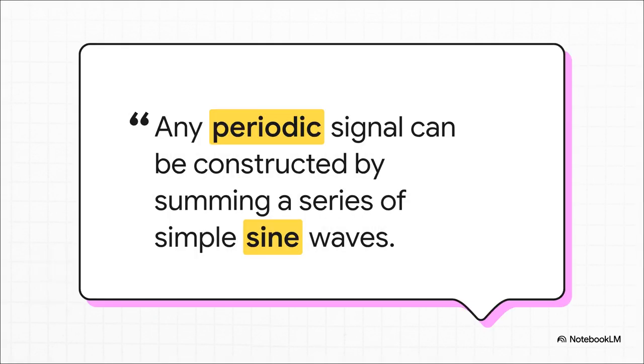And this is the mind-blowing part. Back in the 1800s, this mathematician, Jean-Baptiste Fourier, had this wild idea. He figured out that any repeating signal, no matter how complex or jagged or weird-looking, could be perfectly built just by adding together a bunch of these simple, pure sine waves. That's it. That's the secret recipe we need.